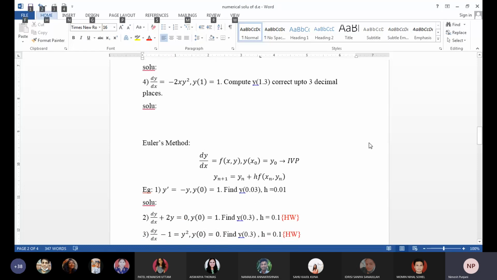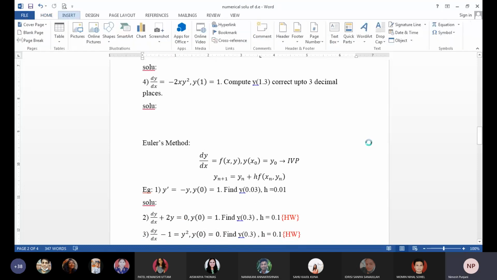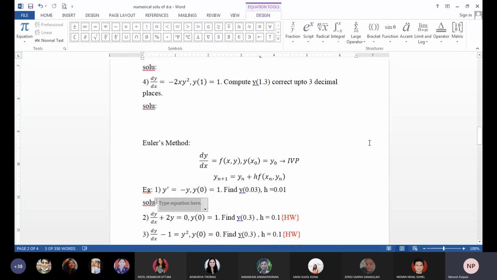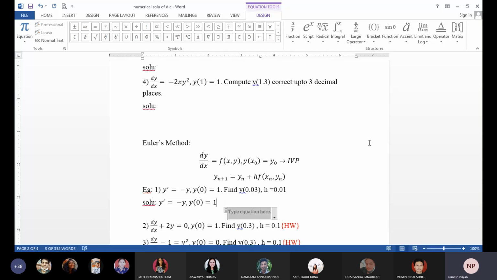So the first sum: y dash is equal to minus y, with y of 0 equal to 1. This is my initial value problem. So this implies, what will be my f of x comma y? Tell me. Yes, anyone? What will be f of x comma y in this case?